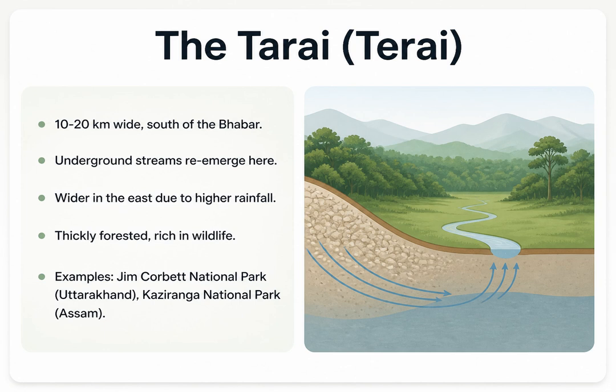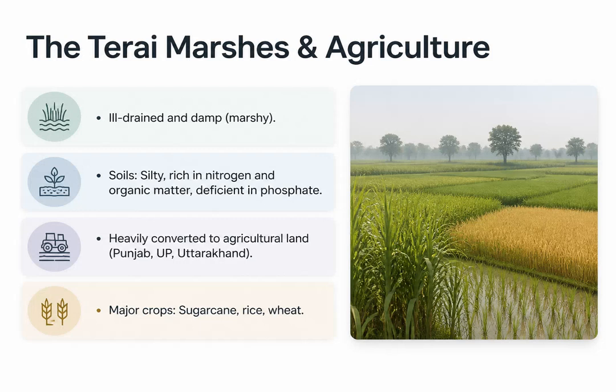The Terai is much more pronounced in the eastern part of India because that region receives higher rainfall. Historically, this constant water supply created a thickly forested, marshy region that provides incredible shelter for wildlife. Famous reserves like Jim Corbett National Park in Uttarakhand and Kaziranga National Park in Assam are located in the Terai. Because the water sits on the surface, the Terai is naturally ill-drained and marshy.